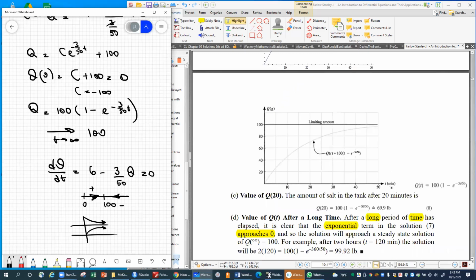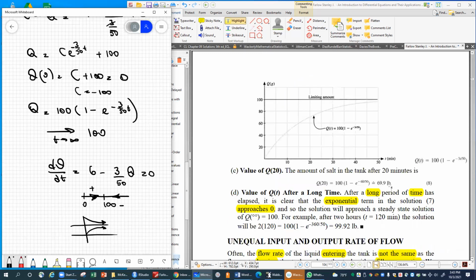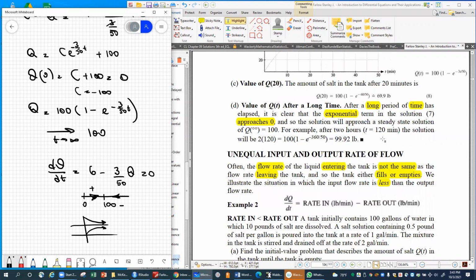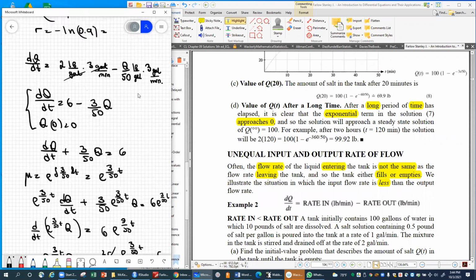Any questions? If you put like 120 hours, it gets already pretty close to 99.92 pounds. That's going to the max possible. Okay. Any questions? All good. So that was the case where you have an equal amount coming in and coming out.